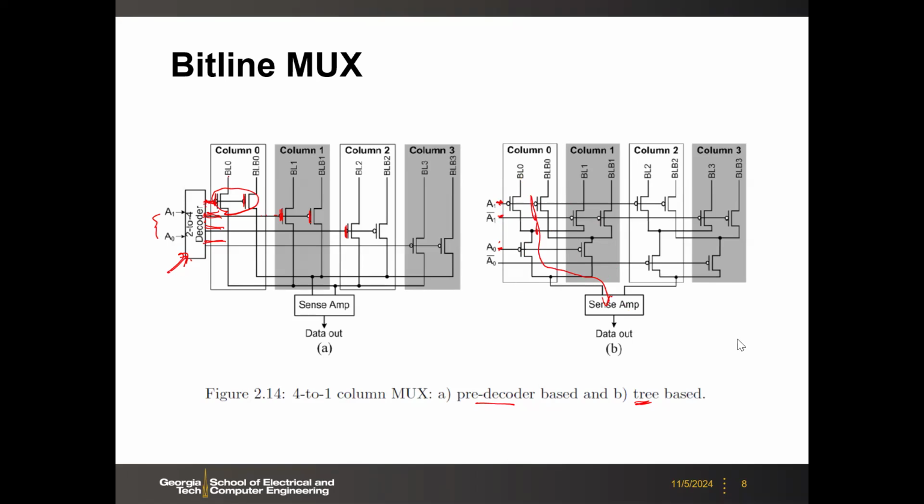I would say for a large number of address bits, this decoder based design is preferred. Because after the decoding, this part will be simplified, and this part will be exactly the same. You only have transmission or pass gates in one row, so it's easier for the routing, and the routing of the wires will be easier.